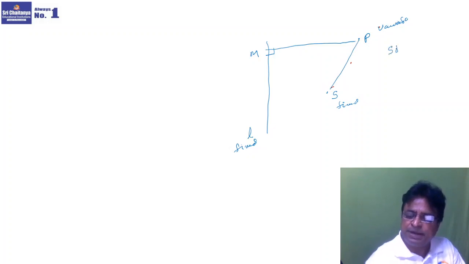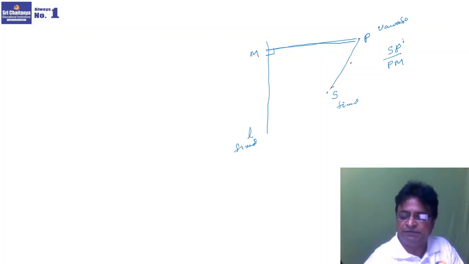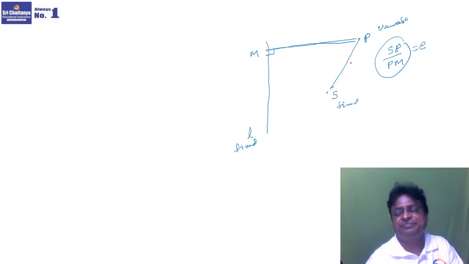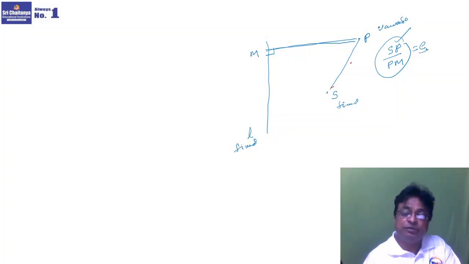Consider SP by PM. What is SP? It is the distance between the fixed point and the variable point P, and PM is the perpendicular distance from point P onto the fixed line. If this ratio is a constant, which is represented by E, then the locus of P is called a conic. So based on that E, we will get different types of conics.